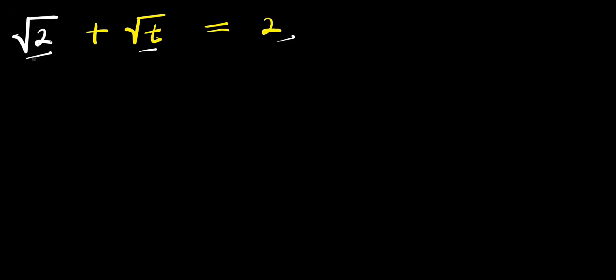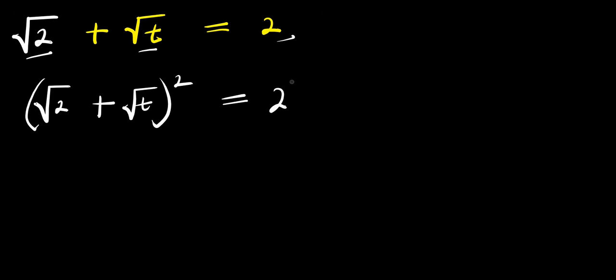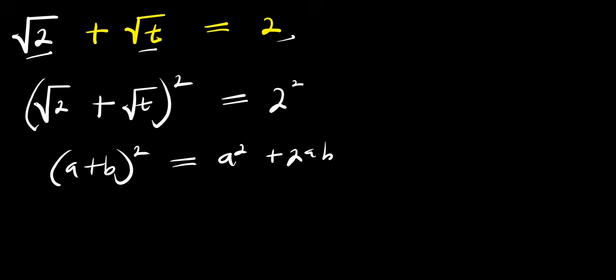Now, in order to eliminate the square root, we can decide to take the squares of both sides of this equation. We have square root of 2 plus square root of t, raised to the power of 2, and this equals 2 raised to the power of 2. Now, if you have (a plus b) raised to the power of 2, this equals a squared plus 2ab plus b squared.